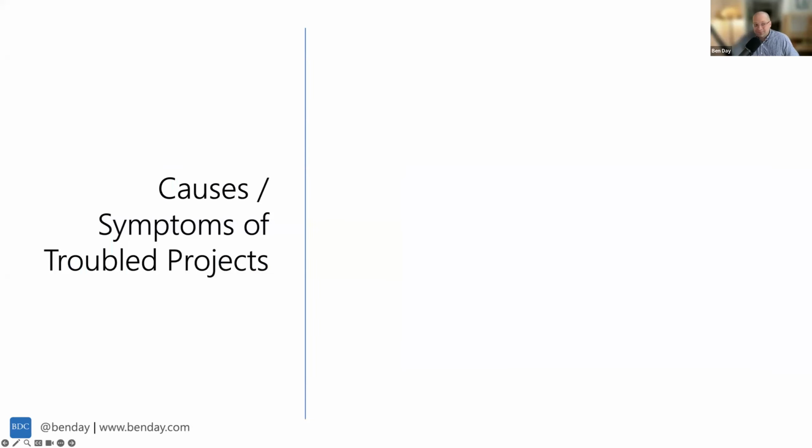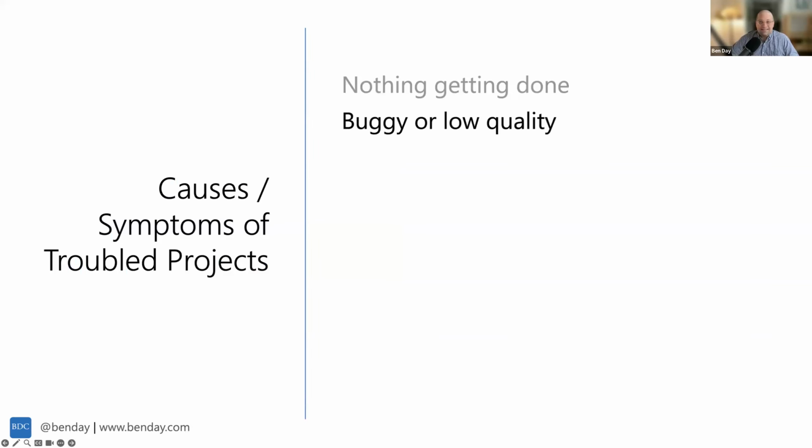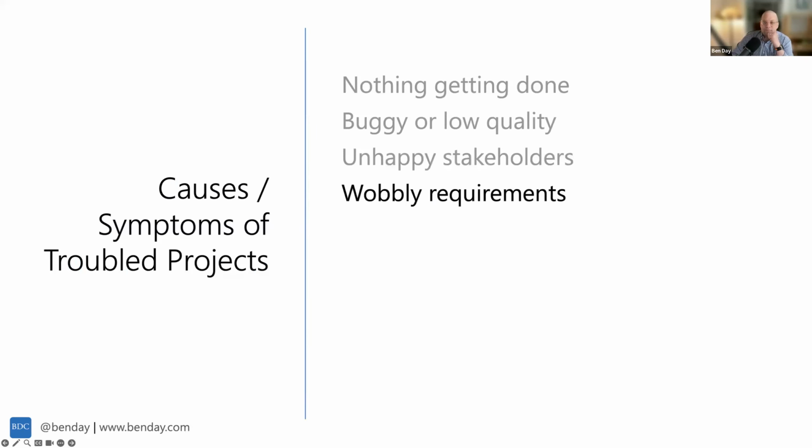Now, some of the symptoms and the causes of these troubled projects, things you might notice would be nothing is getting done, or you've got buggy or low quality software that's going out the door, or you've got really unhappy stakeholders, like people that are just grumpy at you all the time.